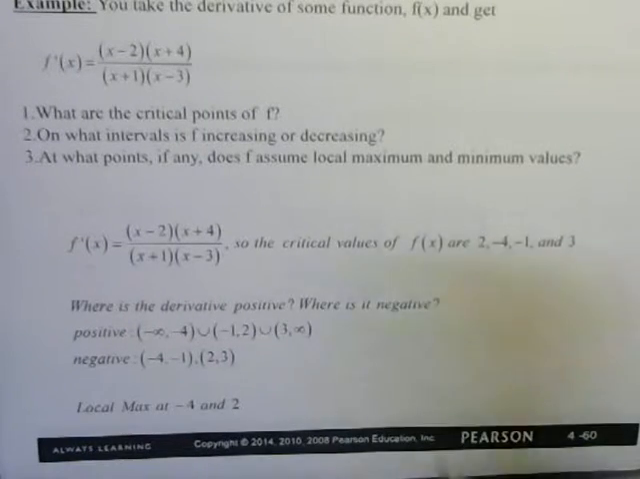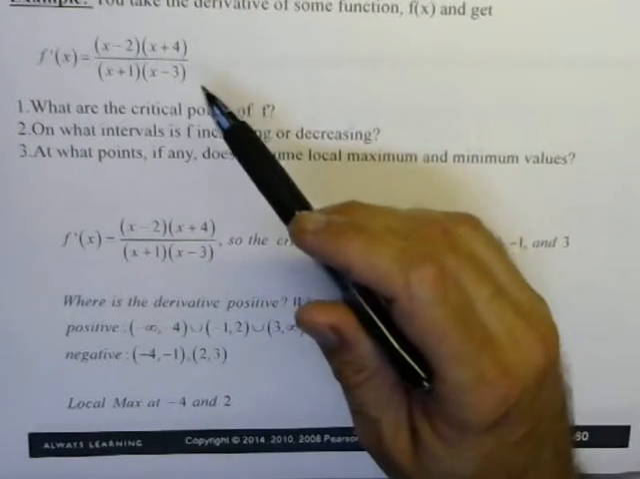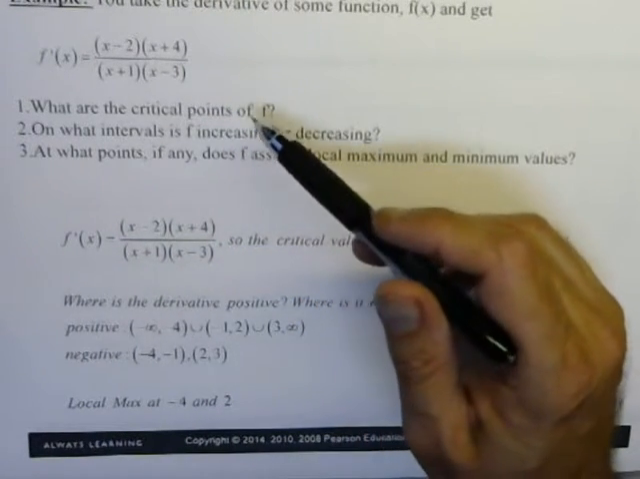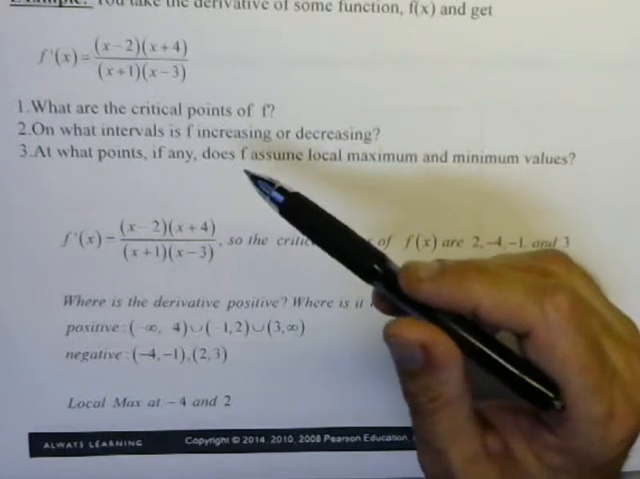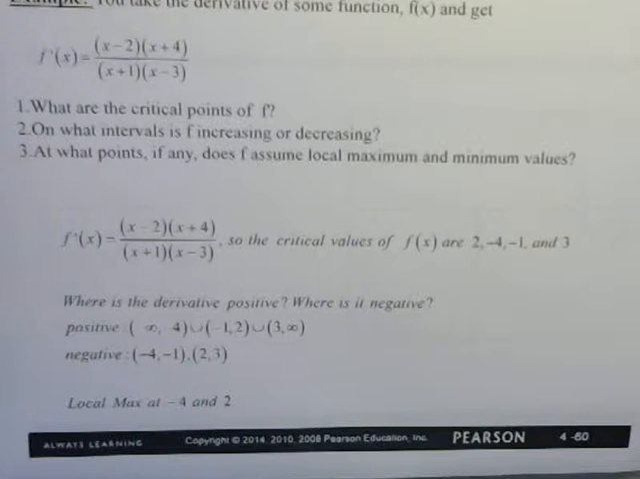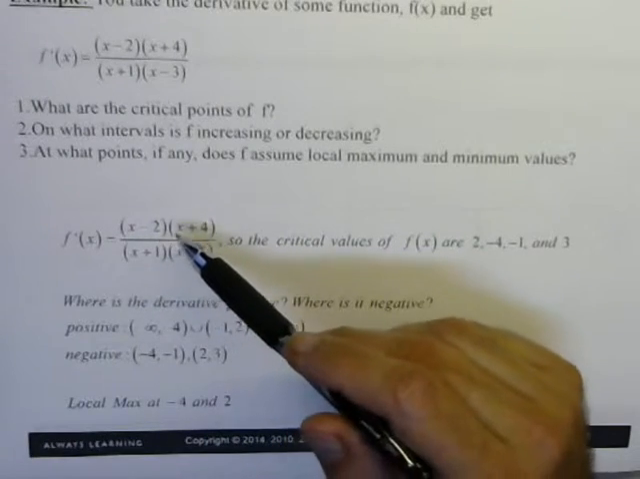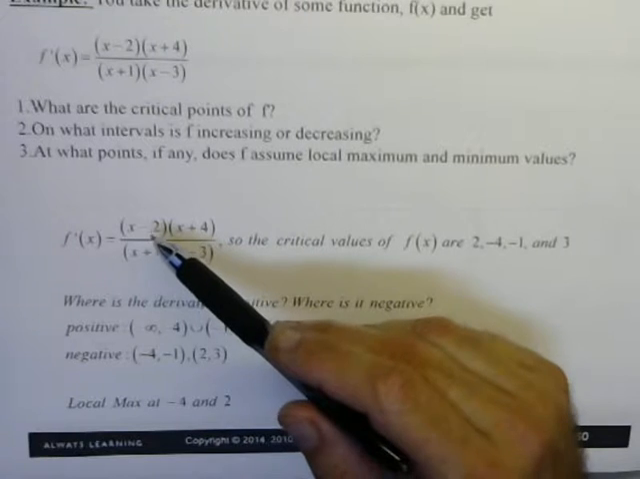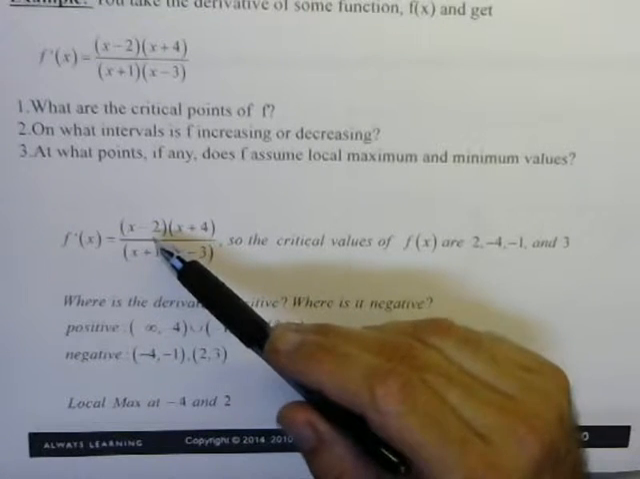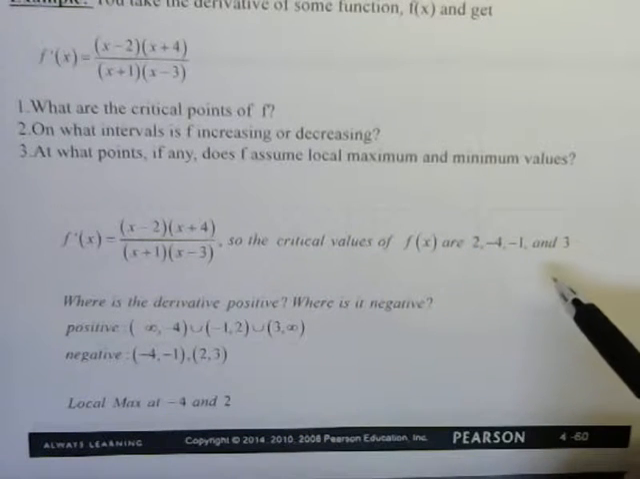So let's look at another example. Let's say you take the derivative of some function. We don't know what the function is, but you get this for the derivative. What are the critical points of f? On what intervals is f increasing or decreasing? And at what points, if any, does f assume a local maximum and minimum? Again, the critical values are where the derivative is 0 or undefined. So the critical values in this case would be 2, negative 4, negative 1, and 3.